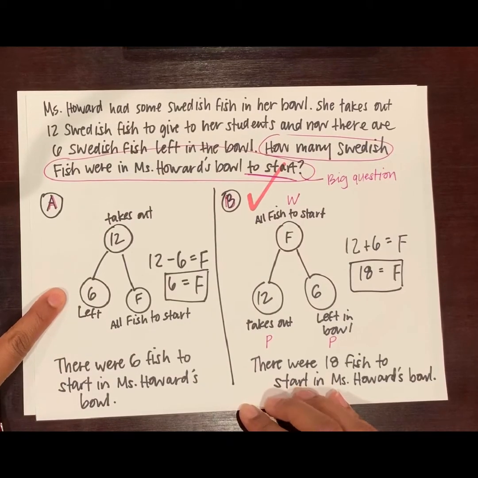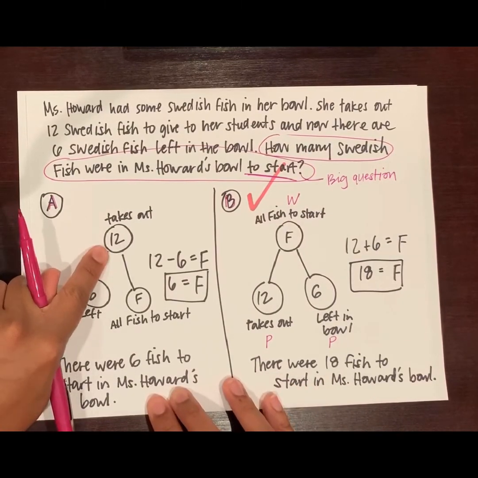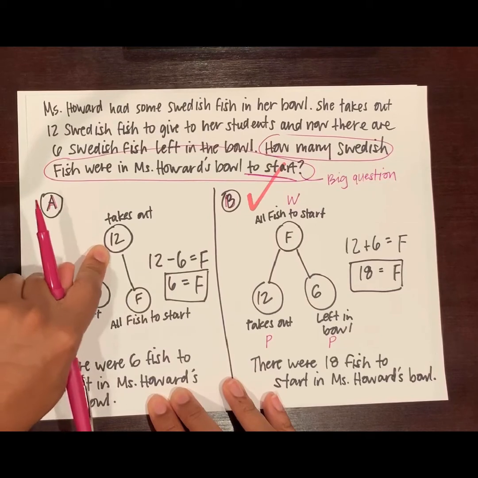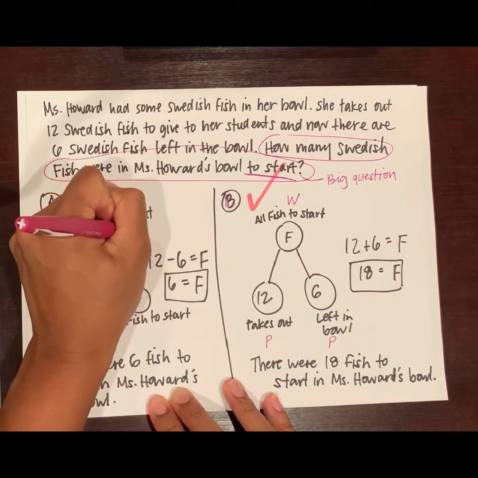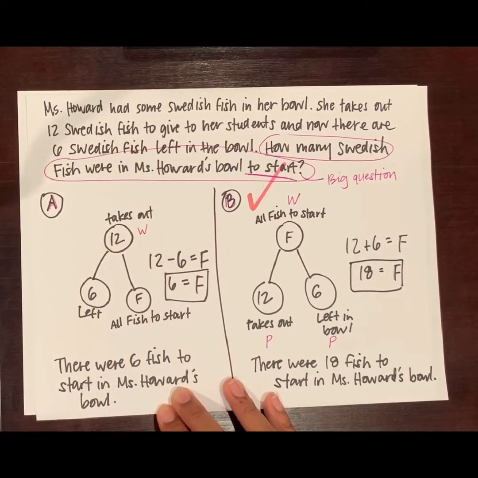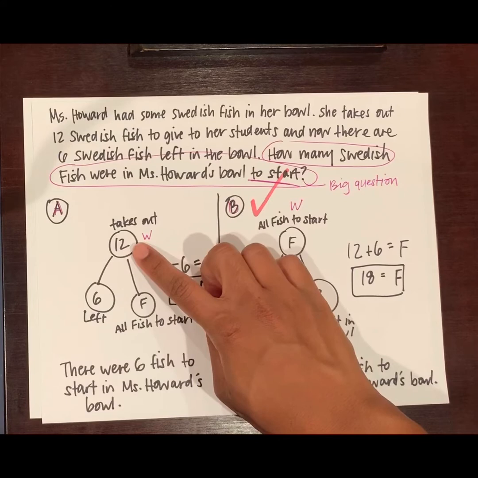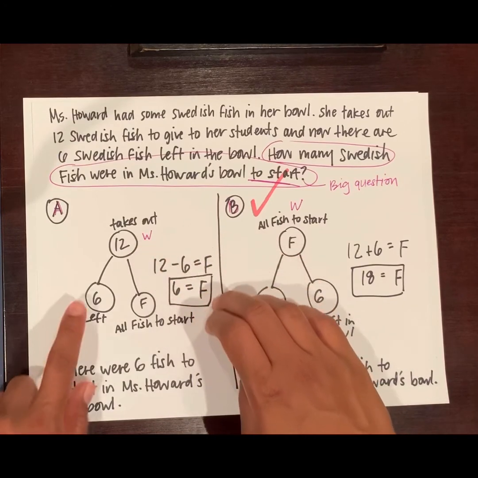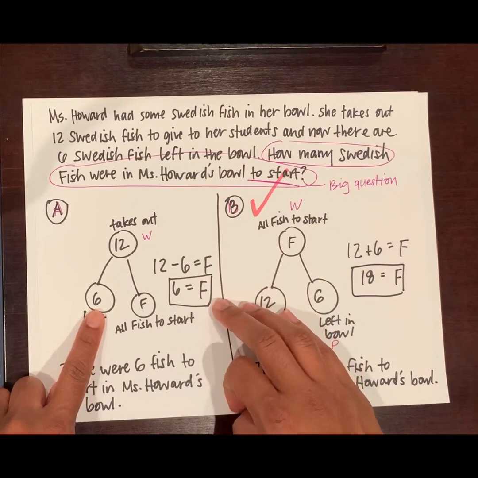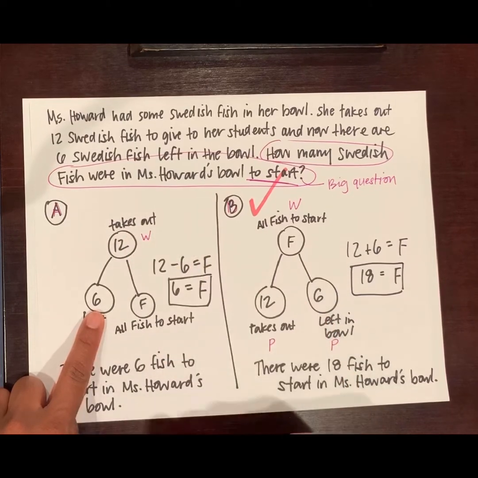This friend made a mistake because they thought that the 12 Swedish fish that Miss Howard took out represented all the fish that she had. That doesn't make sense because there were 2 parts, the amount of Swedish fish that Miss Howard took out and the amount of Swedish fish that was still left in the bowl after she took some out.